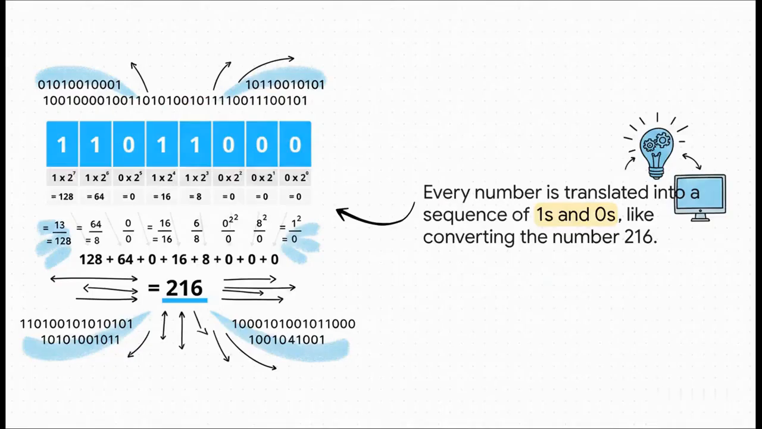Check this out. Here's that translation in action. The number 216, to us, becomes 1101000 in binary for the computer. Each spot in that binary number represents a power of 2. And by just adding up the values where there's a 1, the computer can perfectly reconstruct the number 216.